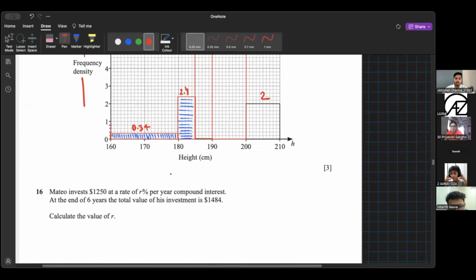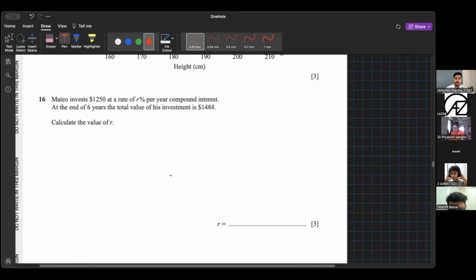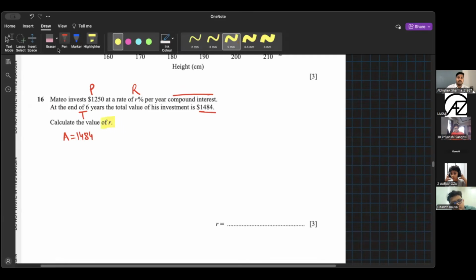Okay, let's move on to question number 16 now. It says Matteo invests this much money, so this is the principal amount, this is the rate of interest per year, compound interest. At the end of 6 years, this is the time period, the total value of the investment is 1484. So the amount is already known to us, that is 1484. We are asked to find the value of R.